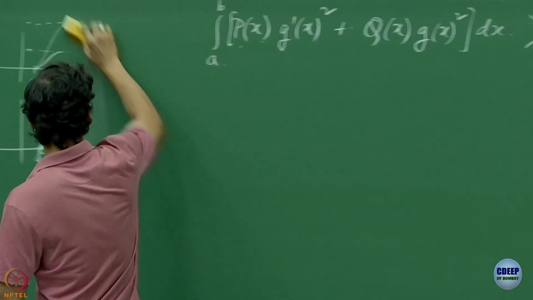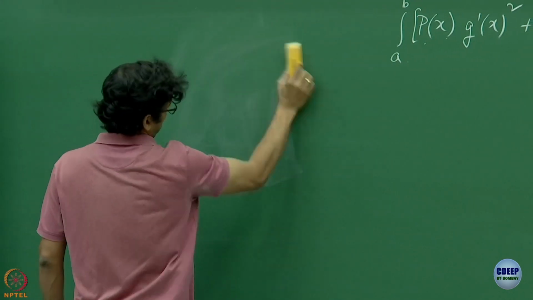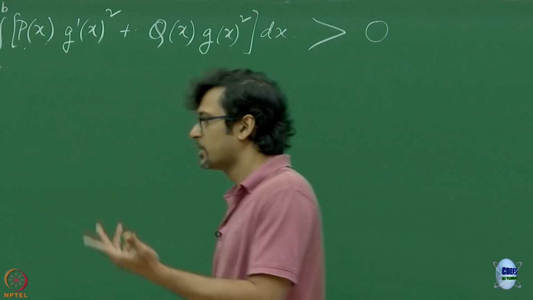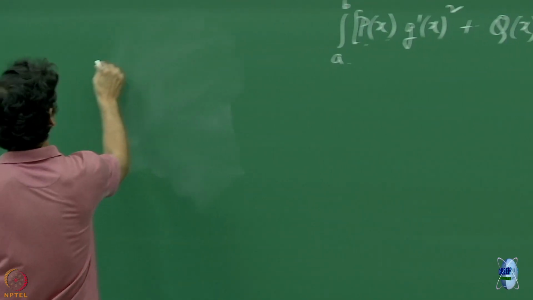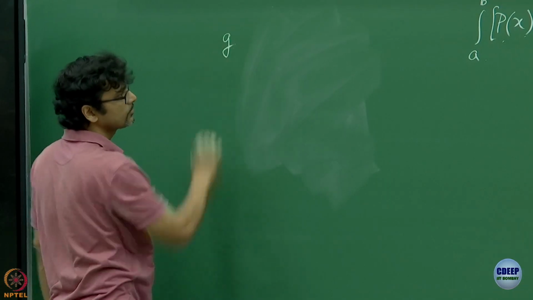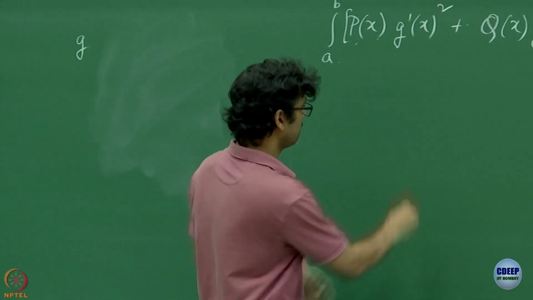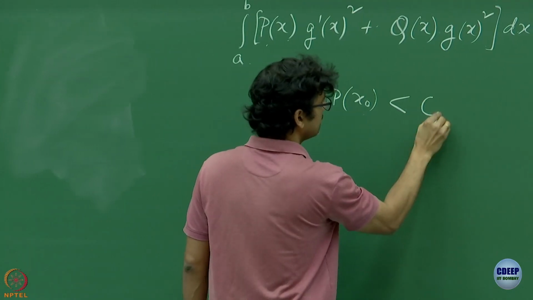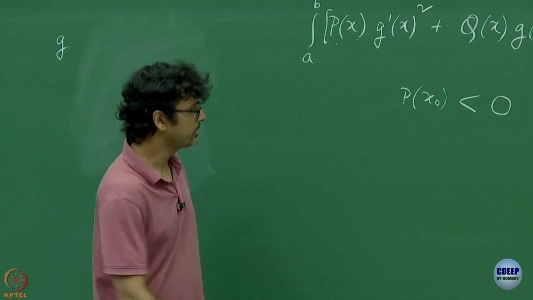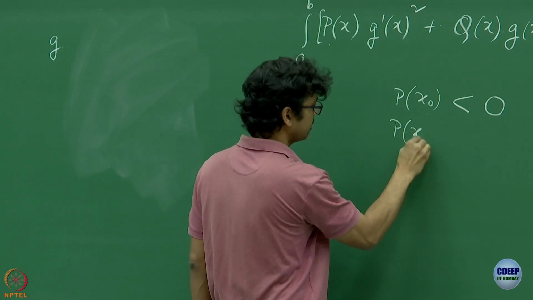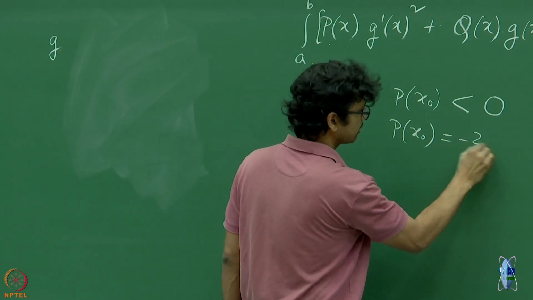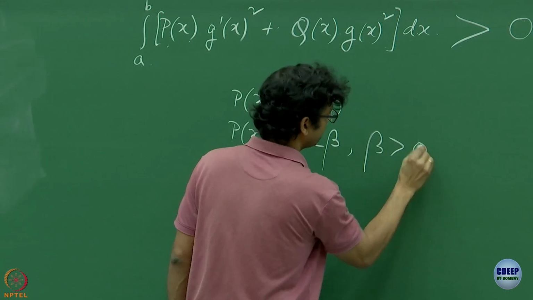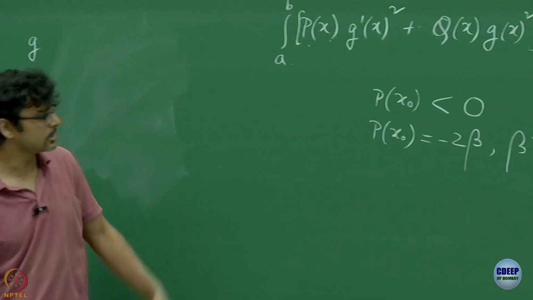But of course we did slightly better than that. We actually gave an explicit expression for one such g. Remember what the g was? So we said that suppose p at x naught is negative. In fact, we said that suppose p at x naught is equal to minus twice beta, with beta being a positive real number. Suppose this is the case.